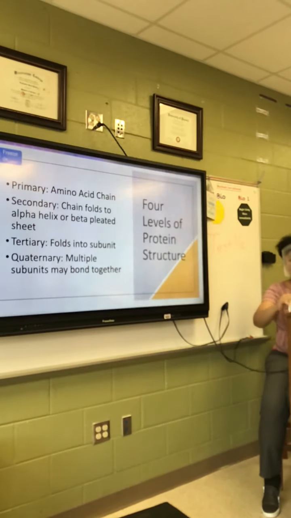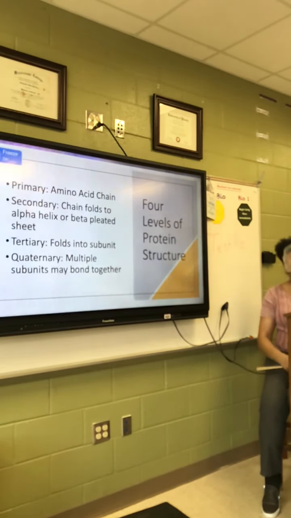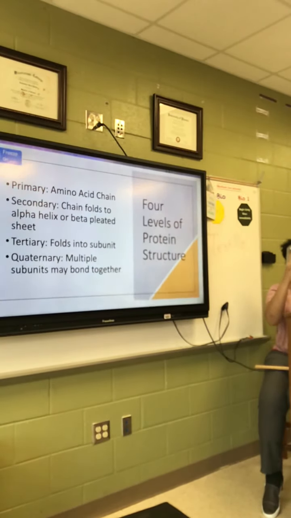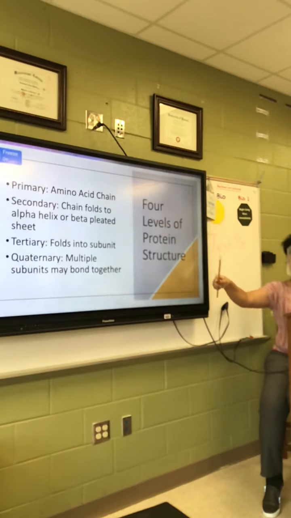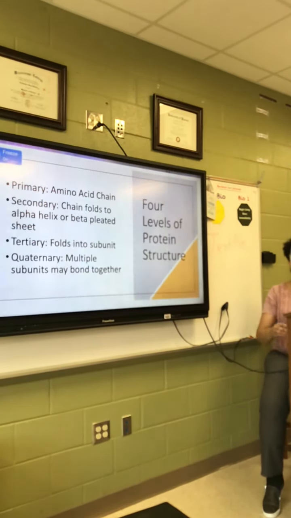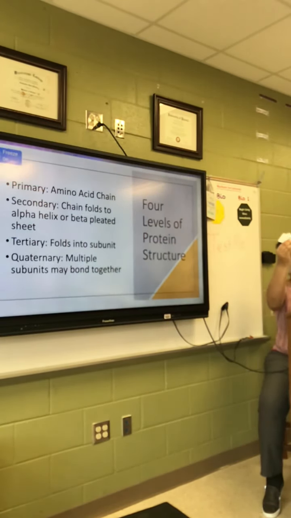Now a secondary would be that chain could do one of 2 things. It can fold into a beta sheet, or it can twist into an alpha helix. So I can't twist this paper, so I folded it into a beta sheet. That's called a beta pleated sheet. So first thing, it forms a straight chain. Then the chain folds or twists. And then after it folds or twists, it folds some more into its final conformation called a subunit.